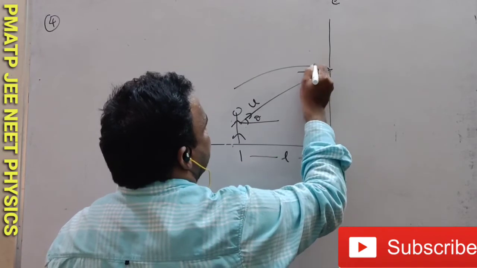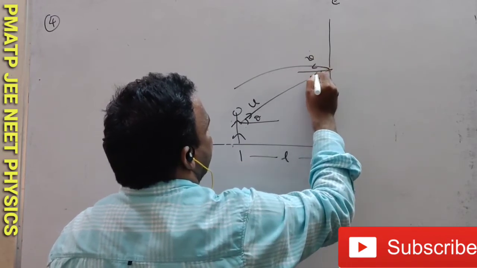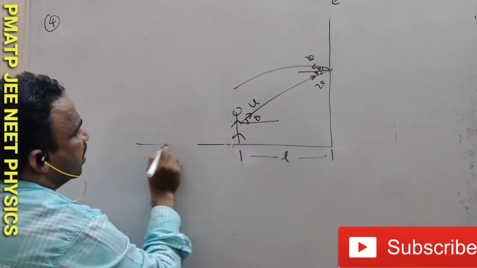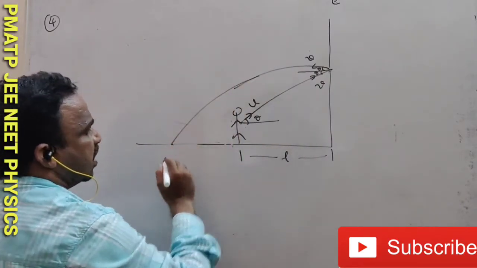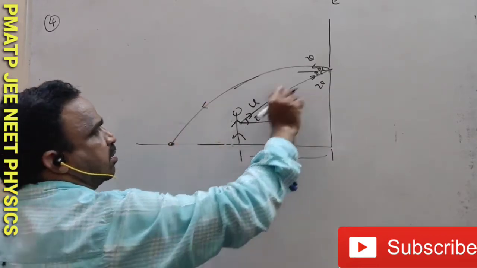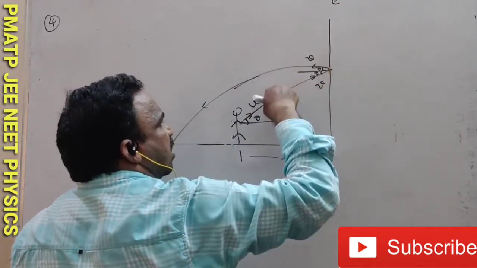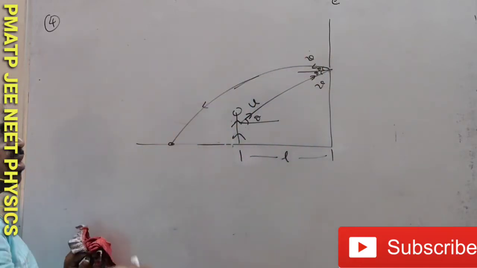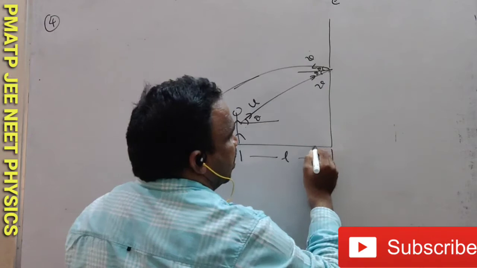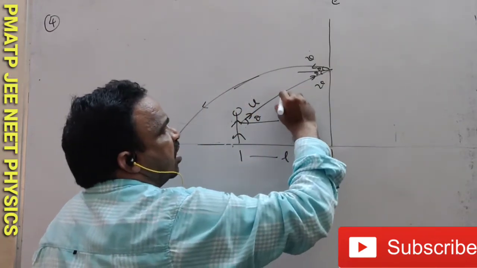So it rebounds back with the same angle, and both angles are the same. It rebounds and falls at some point. So where does it strike the ground after rebounding from the vertical wall? How can we find that? Let us assume that no wall is present. What happens?